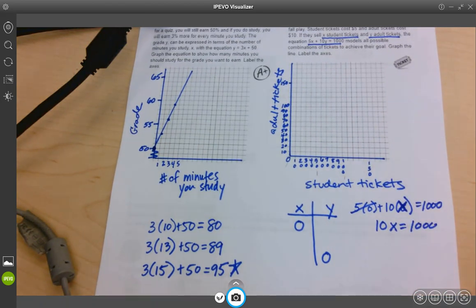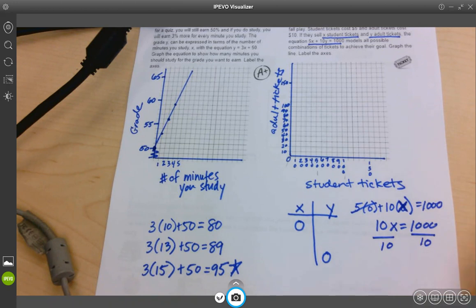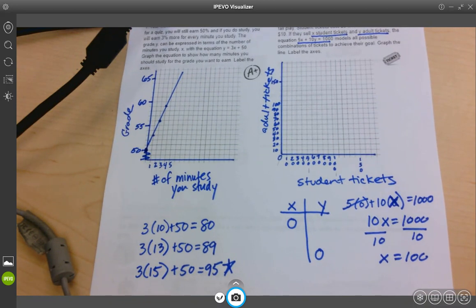And what do I do next? Divide it, good. Okay, so I get x equals 100. Did anybody else get an x-intercept of 100? 100. All right, you guys are making me doubt myself. Raise your hand if you also got x equals 100. A couple of you got it?